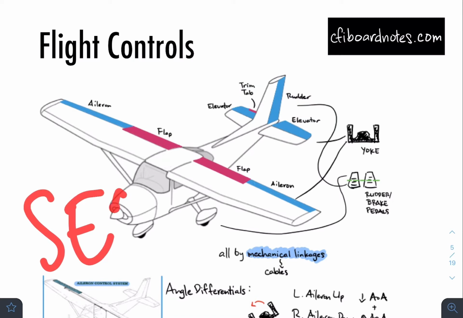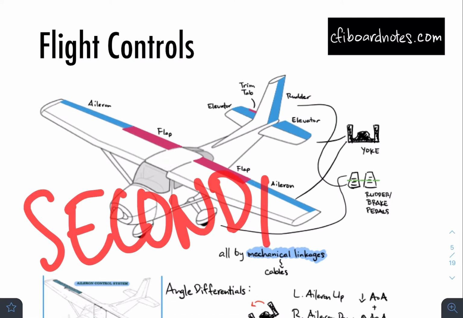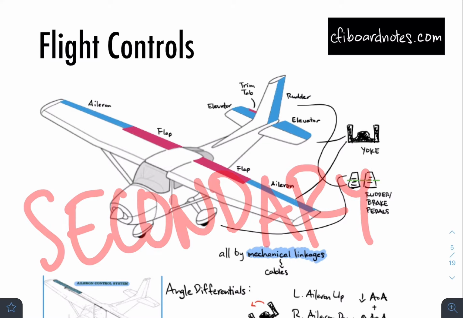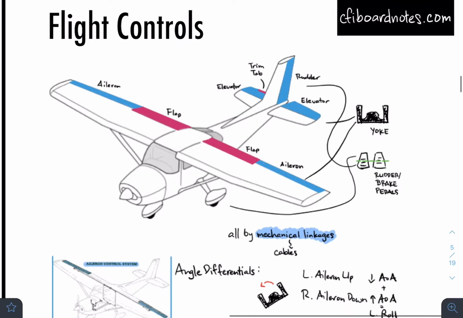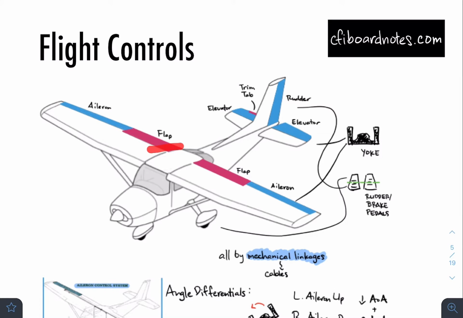And you have your secondary. The difference between the two is that, as you can see with the name, primary flight controls are the ones you are supposed to be using the most. These are the main controllers of your roll, your pitch, and your yaw. Secondary, such as flaps and the trim tab, which are really the only two secondary flight controls we have for this plane, is what we can use to help us maintain certain settings.